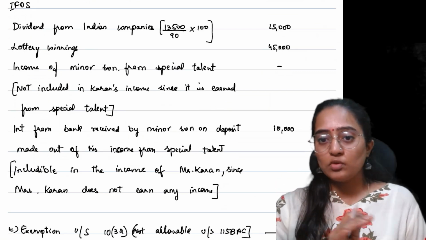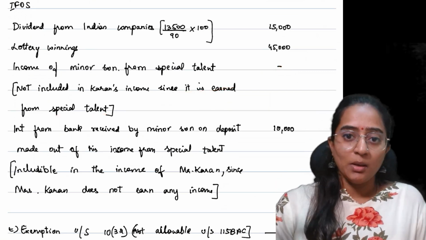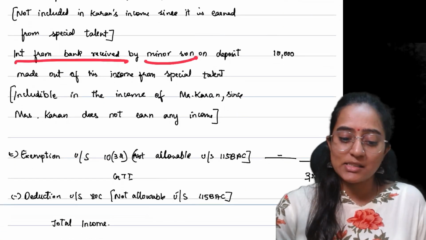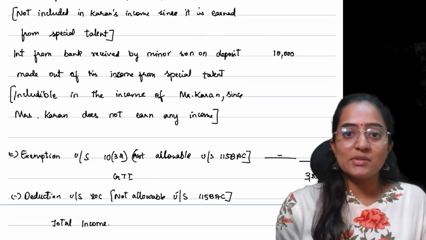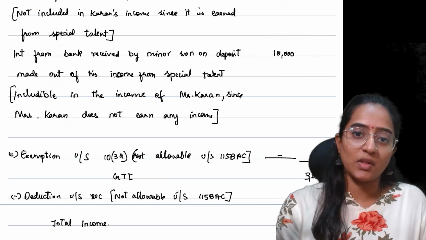Income from the minor son from a special talent is going to be taxable in the child's hand only, not in the parent's hand. Since it is earned from special talent, it is not going to be taxable in the parent's hand. But whatever interest he has received from the minor son on the deposit made out of special interest, that income will be considered for the purpose of tax, that is 10,000.